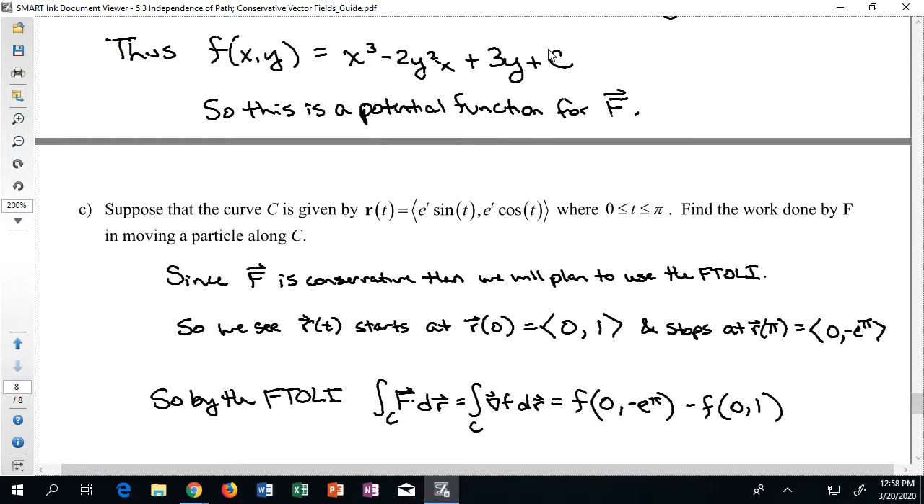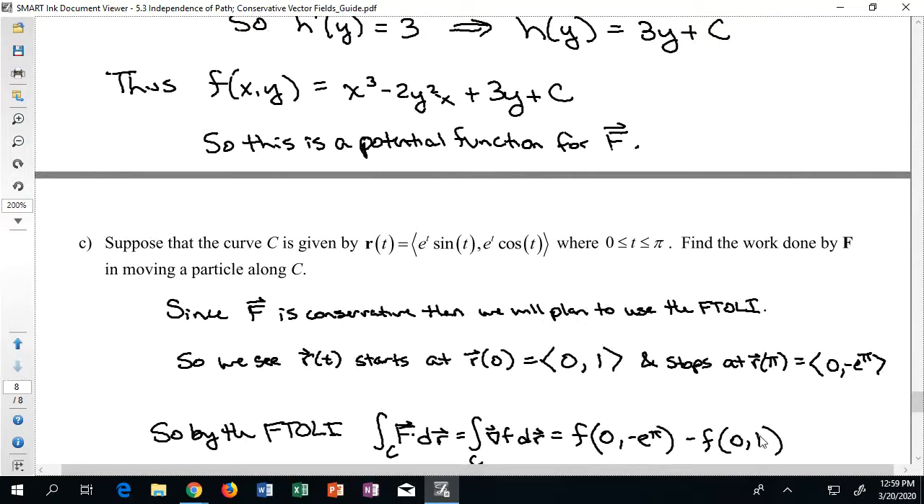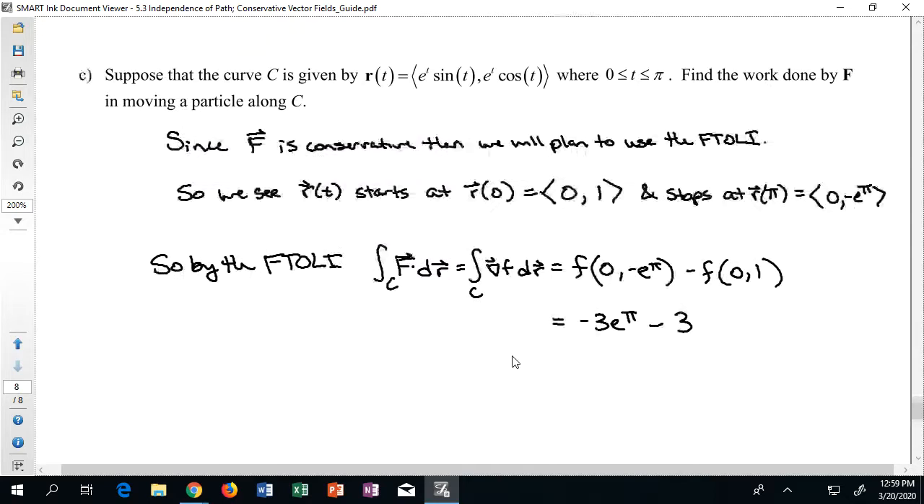And again, since c can be anything, I'll often just select that constant to be 0. So notice here, if I plug in 0 for x and negative e to the pi for y, I'm going to get 0, 0, and negative 3 e to the pi. And then I'm going to plug in 0 for x and 1 for y, and that's going to be minus 3. And I'm done. This is the power of the ideas of this section, that we can tie all of this together to really help in the computation of various line integrals. Well, this is the last video that I'm going to do for this particular section.